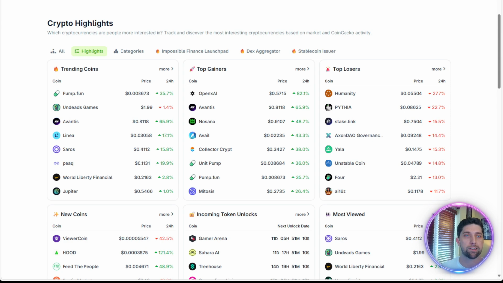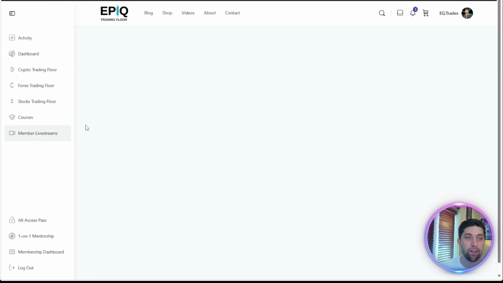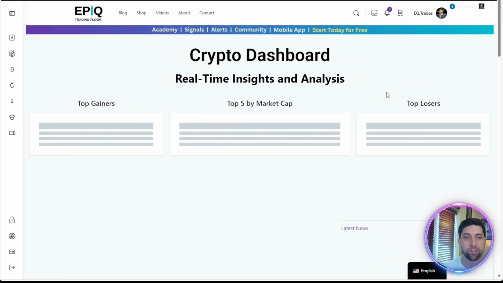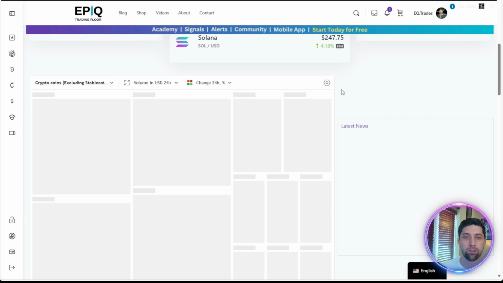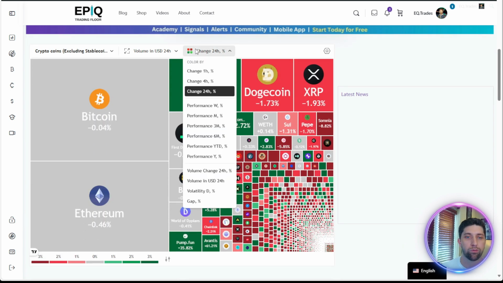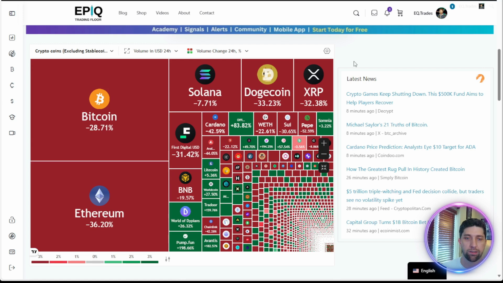I would also tie this into the Epic Trading Floor. So if you go to the crypto macro dashboard on the Epic Trading Floor, you'll notice that we have some similar things on here too. So top gainers, top losers. And then from here, you can also track 24-hour volume and just overall volume change and performance change across time frames. I love this for volume. As you can see, volume is flowing out across the board right now as of when I'm making this video.